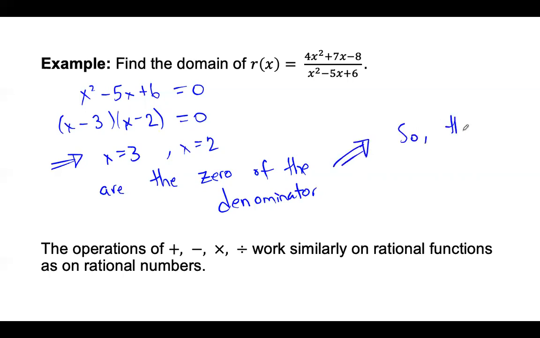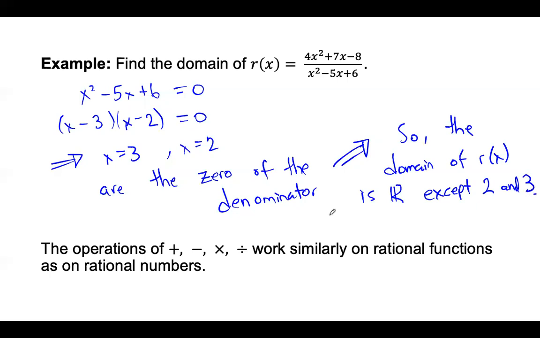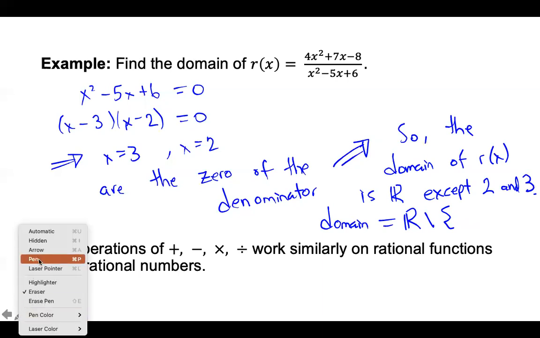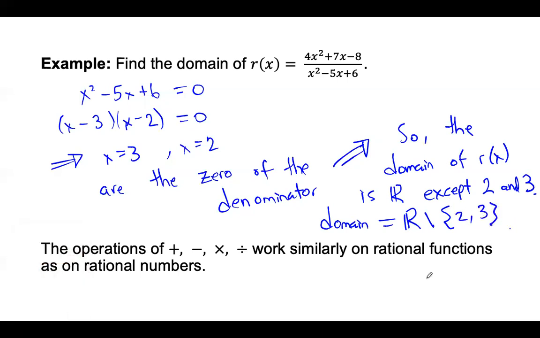So the domain of R of x is basically R except for 2 and 3. So we could write it this way, like we did before: R minus 2 and 3. Or we could write it as an interval like we did before.